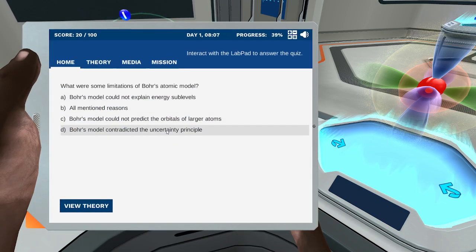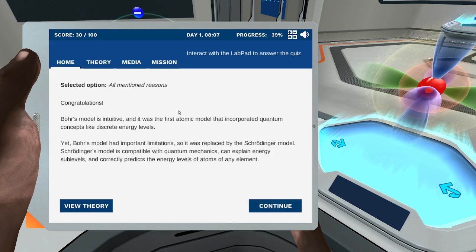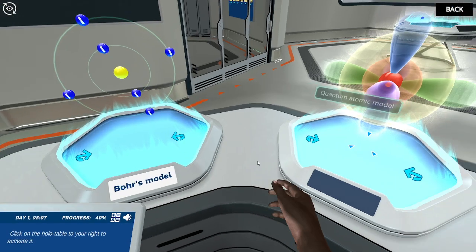What were some limitations of Bohr's atomic model? Congratulations! Bohr's model is intuitive, and it was the first atomic model that incorporated quantum concepts like discrete energy levels. Yet, Bohr's model had important limitations, so it was replaced by the Schrödinger model. Schrödinger's model is compatible with quantum mechanics, can explain energy sublevels, and correctly predicts the energy levels of atoms of any element. Click on the holo table to your right to activate it.